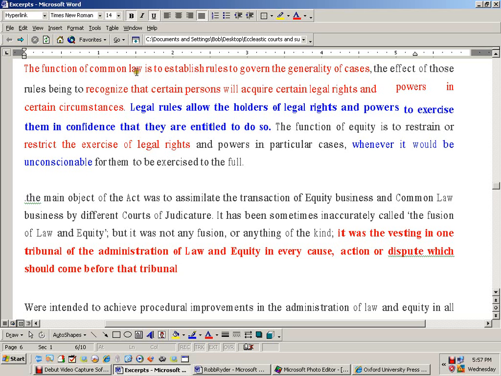The function of common law is to establish rules to govern the generality of cases, the effect of those rules being to recognize that certain persons will acquire certain legal rights and powers in certain circumstances. Legal rules allow the holders of legal rights and powers to exercise them in confidence that they are entitled to do so. The function of equity is to restrain or to restrict the exercise of legal rights and powers in particular cases, whenever it would be unconscionable for them to be exercised to the full. If you have the legal title, you can exercise it in confidence in a court of law. If they're doing that to you and it's being done by fraud, your only defense is to go to a court of equity.